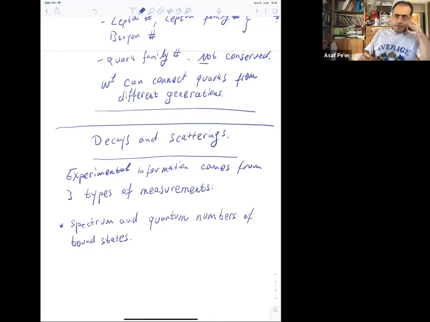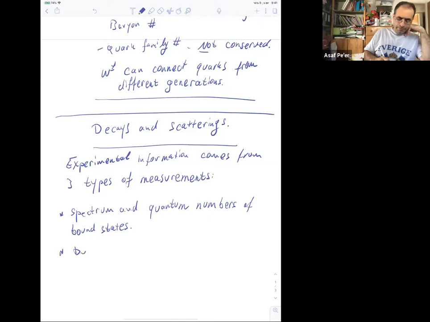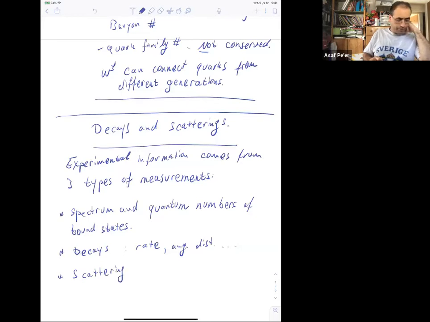Then the second two are the decays. Right, so when we speak of decay, we can measure the rate of a decay, the angular distribution, etc. And the third type is the scattering experiments. So right now, we're going to discuss the last two, the decays and the scatterings, which are very closely connected to each other.